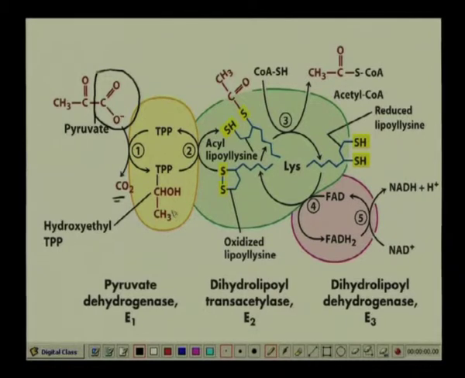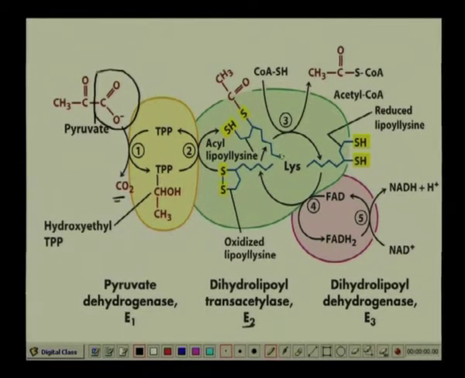We have now an acyl part. So, this acyl part is linked to where? To the TPP, right, because you have that ylide formation there. So, we have the acetyl part linked to the TPP, which then transfers it to the lipoic acid part that is connected to the lysine in the enzyme E2.